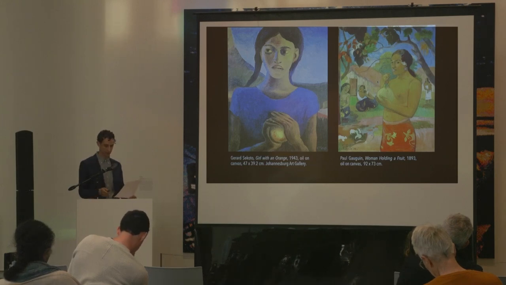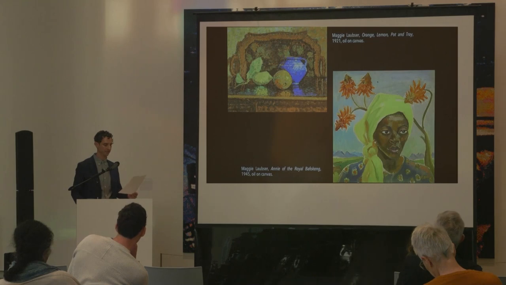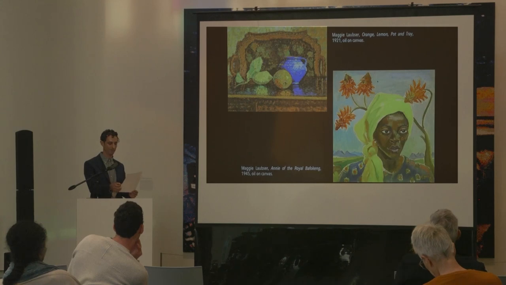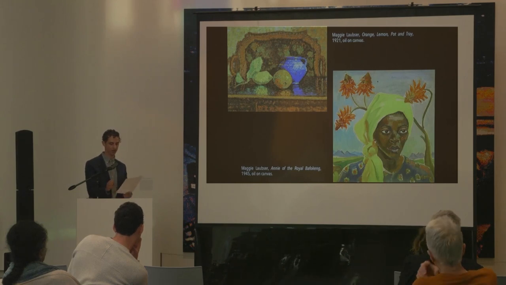And are there limitations to thinking along the lines of a bilateral dialogue between Sekoto and Gauguin, given Sekoto's interactions in the 40s, especially during his years in Cape Town, with South African progressive artists associated with what became known as the New Group, artists such as Maggie Laubser, whose work was shown here, whose efforts to appropriate European modernist aesthetics had been in the works for some time when Sekoto arrived on the scene and then overlapped his?